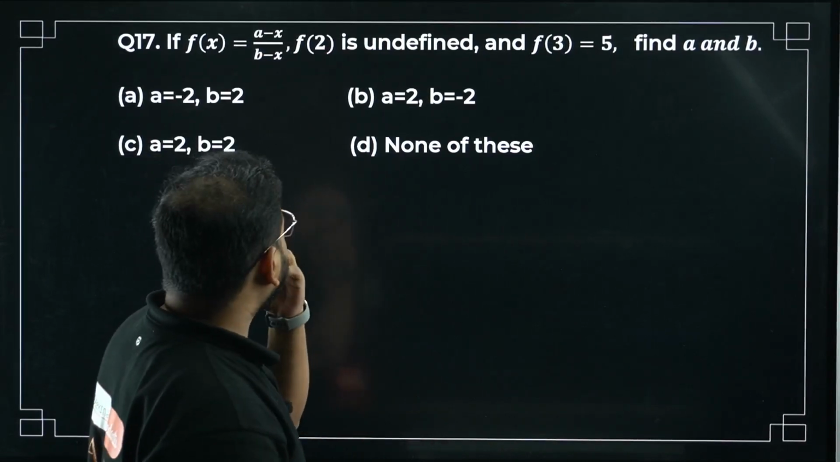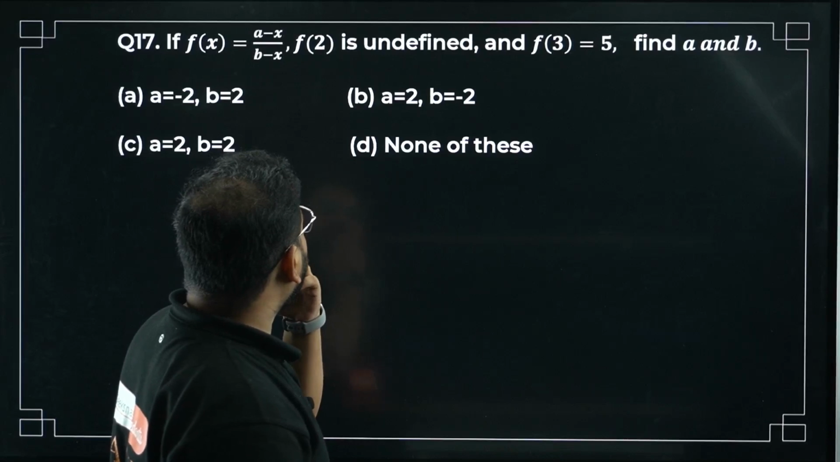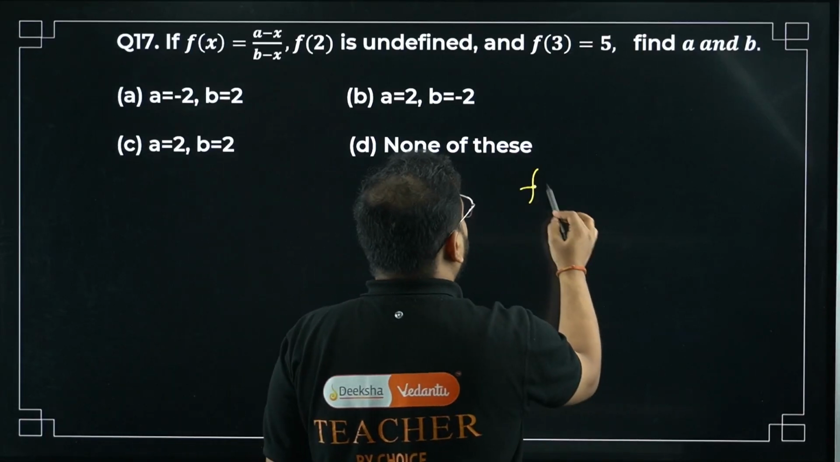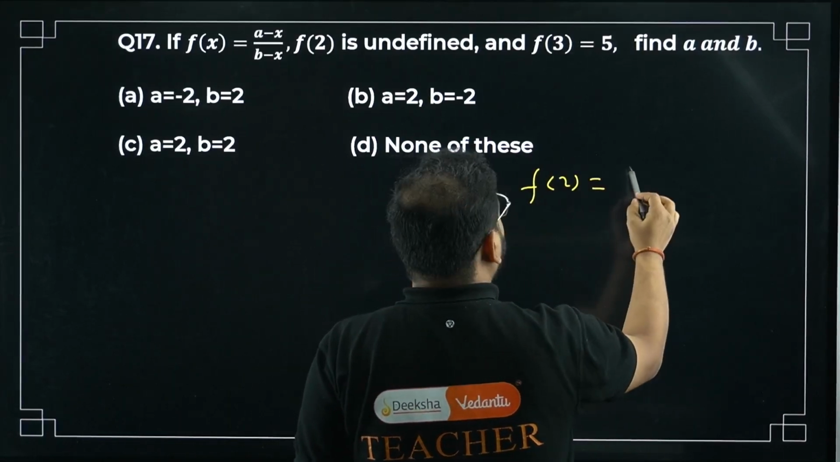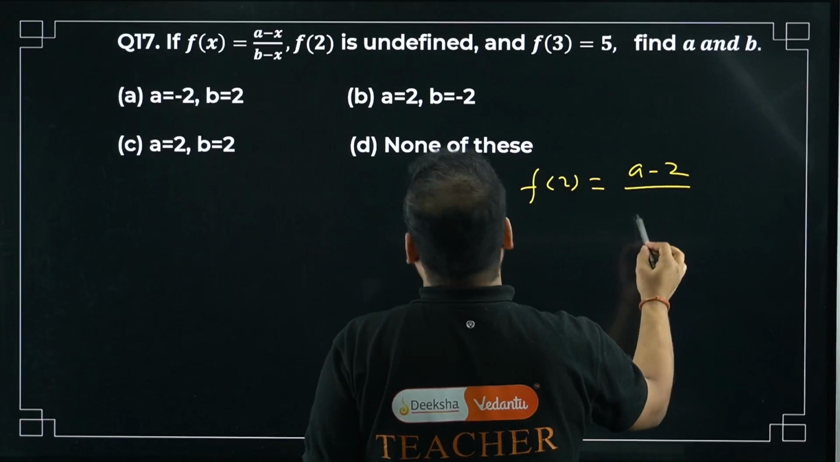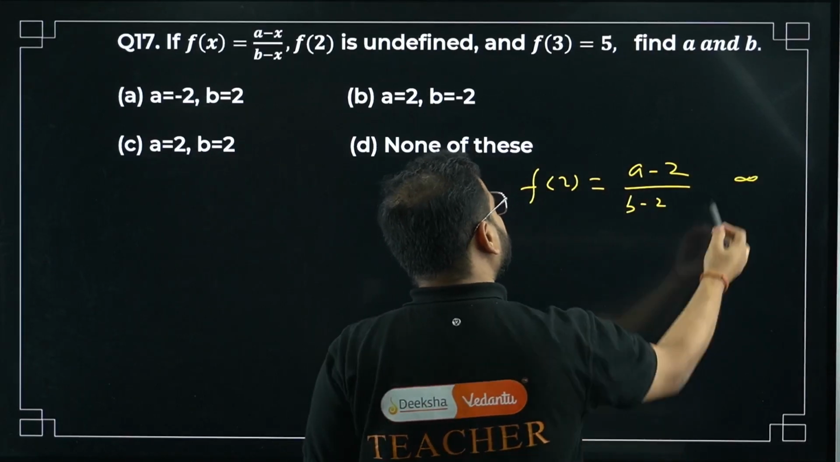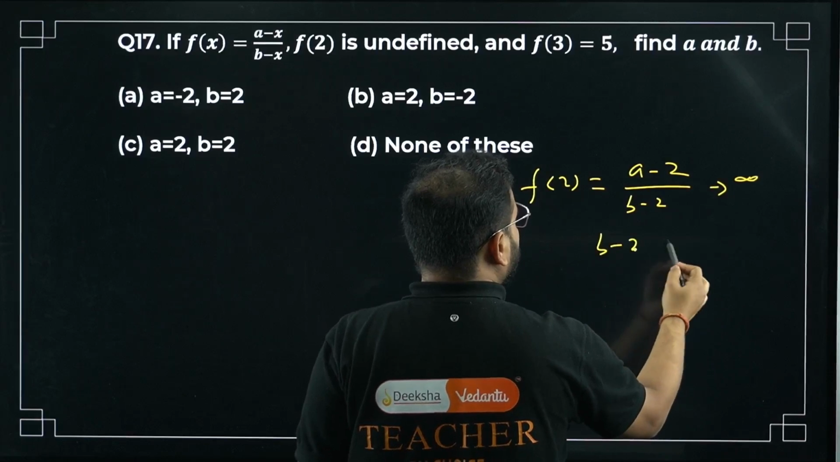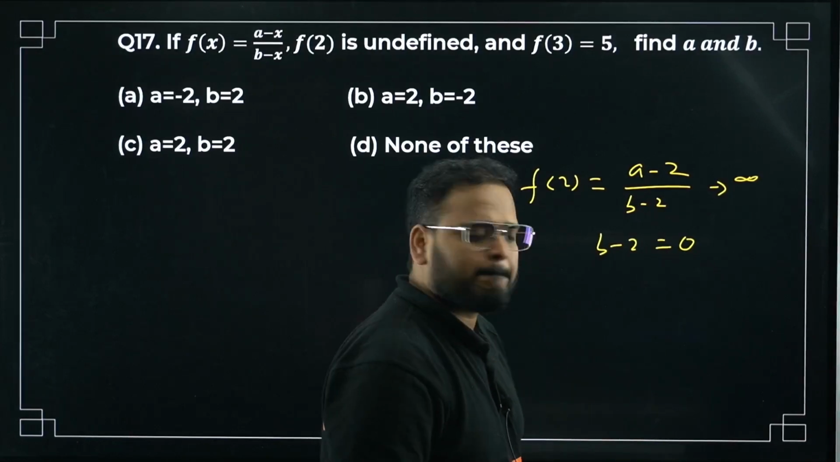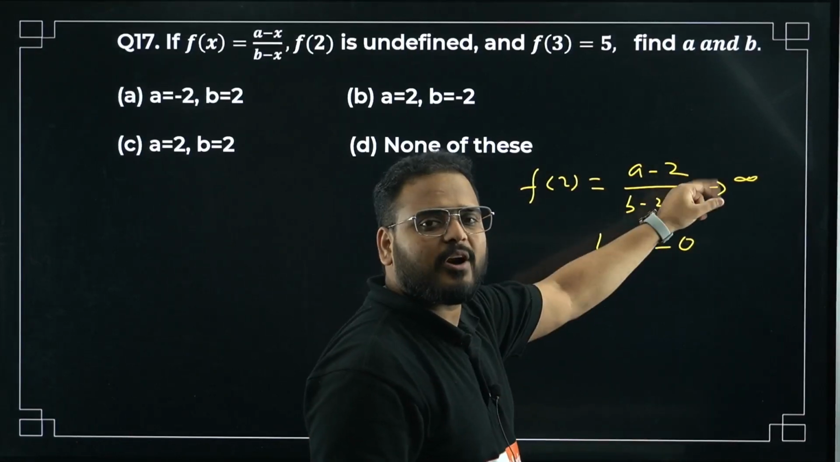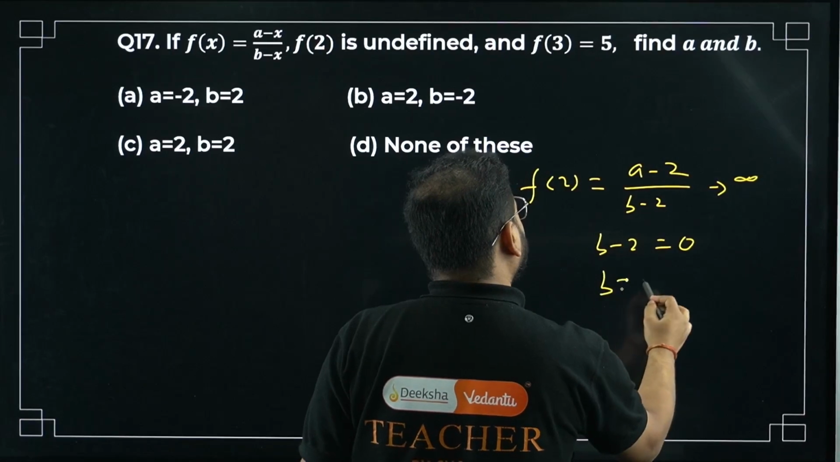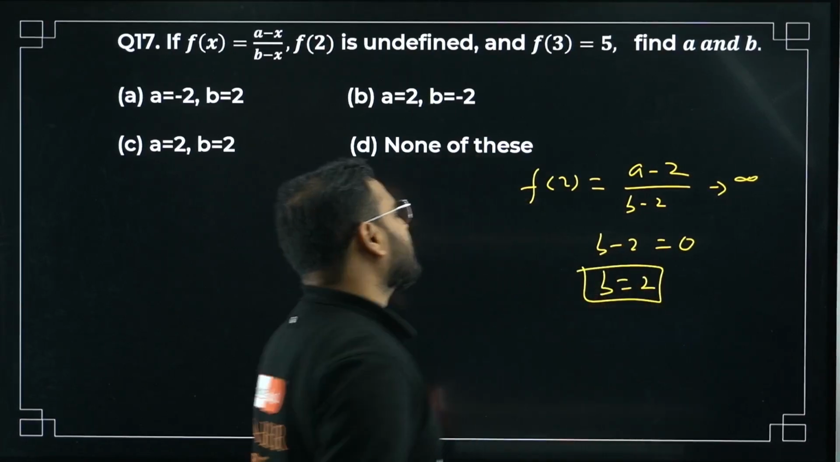Find a and b. f of 2 is undefined, right? f of 2 will be a minus 2 over b minus 2, which is undefined, meaning basically infinity. When is that possible? When b minus 2 is equal to 0. So what is the value of b? The value of b is 2.